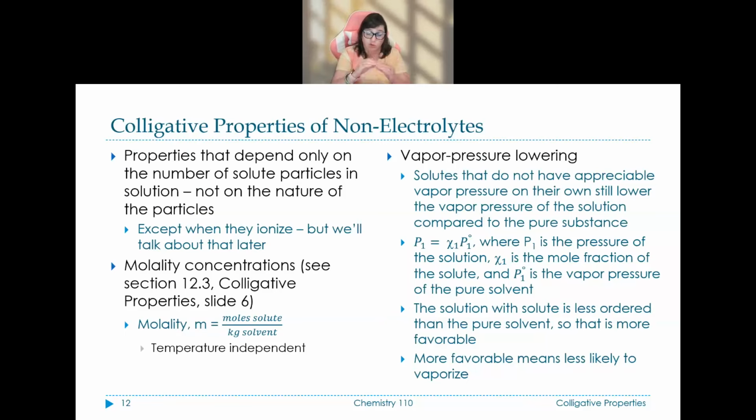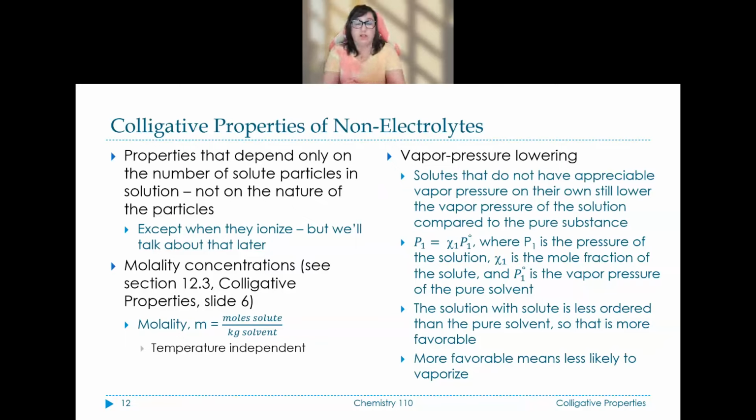If we're talking about sodium chloride, that's a different effect than we have with glucose, because glucose will dissolve, but it doesn't come apart. Sodium chloride, when it dissolves, becomes Na+ and Cl-. So that's different. When we talk about colligative properties, we need to look at molality concentrations. Remember, molality is moles of solute per kilogram of solvent, because that is a temperature-independent measure. We're looking at how these things change with temperature.